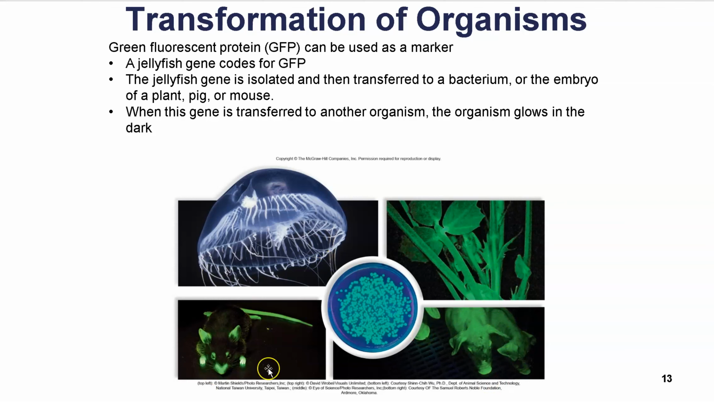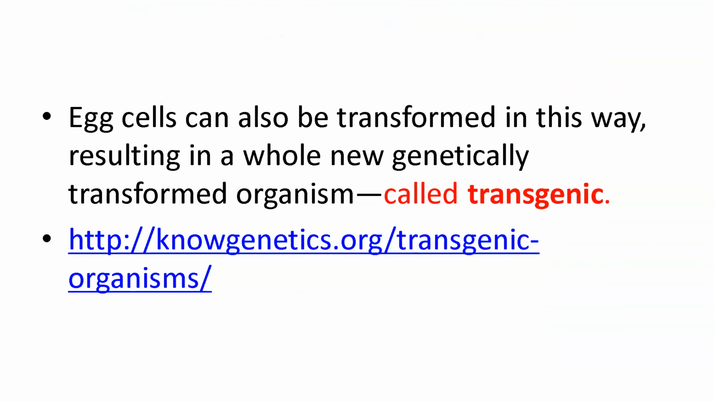How do they know if the DNA they wanted to get incorporated into the genome gets incorporated? Well, they put a tracer on it, a label. If it glows, they tag this with the gene that they're studying. It's pretty amazing. These are called transgenic organisms, whole new genetically transferred organisms. You can click on this and do some research about this. We'll talk more about this down the road, but it's fascinating.